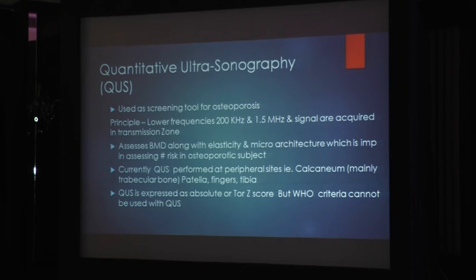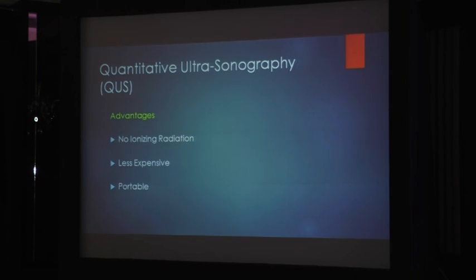Here they are using ultrasound as a modality, and it is used as a screening tool for osteoporosis to assess the BMD with the elasticity and the microarchitecture. Currently, this is performed only at peripheral sites, that is the calcaneum. We are doing the calcaneum, and then the patella, finger and tibia can be used. Here also it is expressed as T and Z score, but the WHO criteria we cannot apply on this.